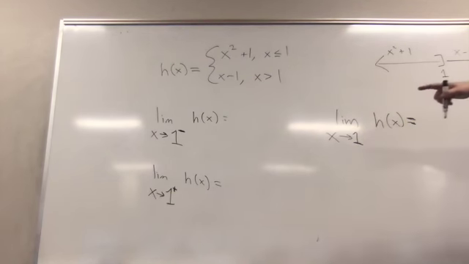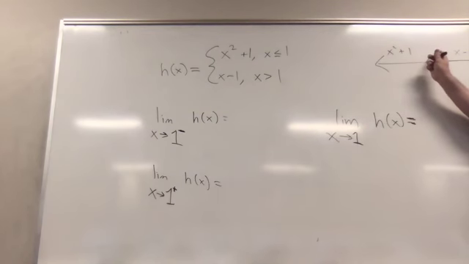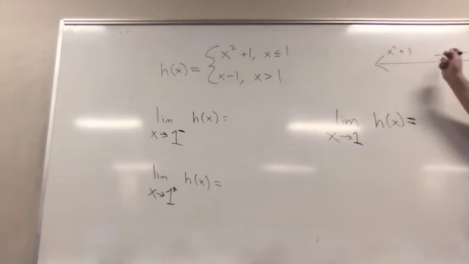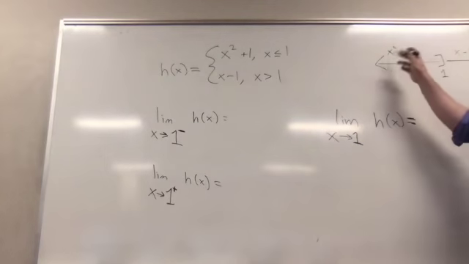So the limit as x approaches 1 from the left of h of x, you just have to think about, okay, I'm headed towards x equals 1. So if I'm headed towards x equals 1 from this side, I'm still smaller than 1. So I'm using the formula x squared plus 1. So as x approaches 1, what y value does x squared plus 1 approach?